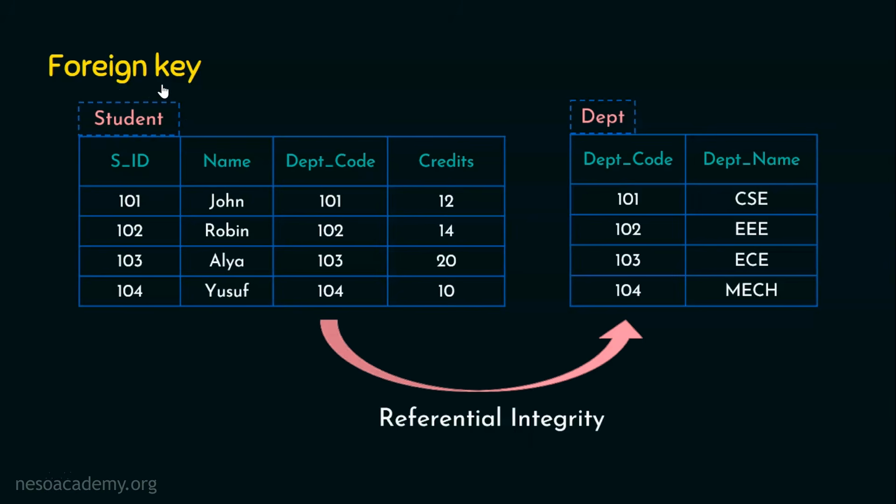Before we sign out, I wanted to say one thing. Please understand the concept of keys clearly, because when we deal with the chapter on normalization, there we are going to deal with functional dependencies. At that time, the concept of keys should be clear.